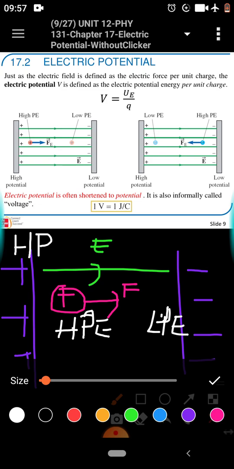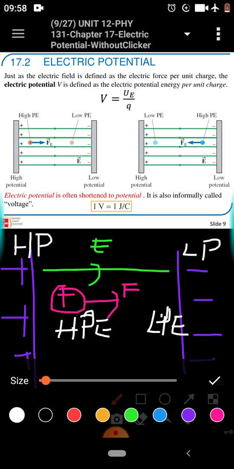This is a region of higher potential, and this is a region of lower potential. Think of potential as a voltage, and you will see that this is a region of high voltage, this is a region of low voltage. That's why plus is called high and negative is called low, because plus is a region of higher potential and minus is a region of lower potential.